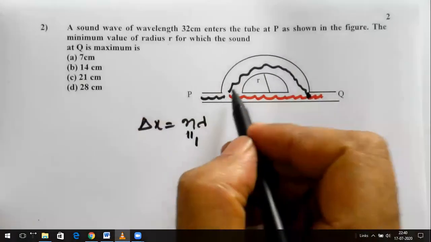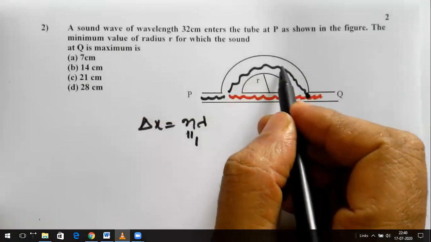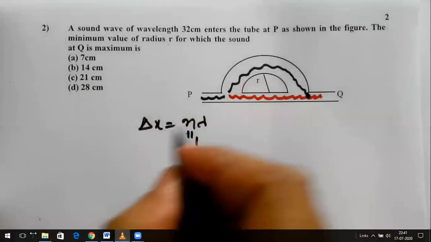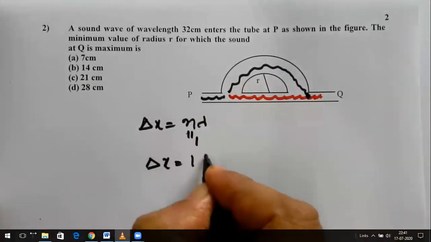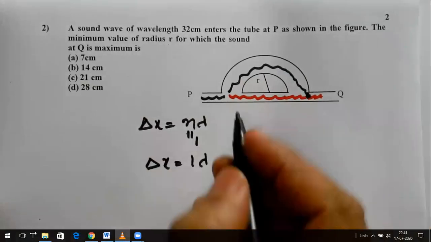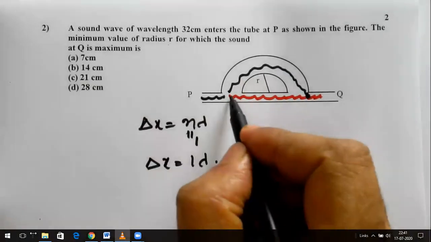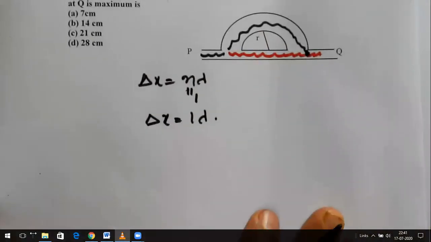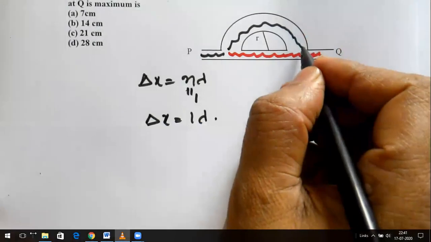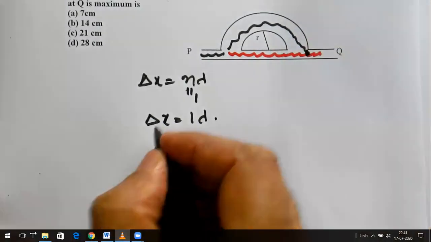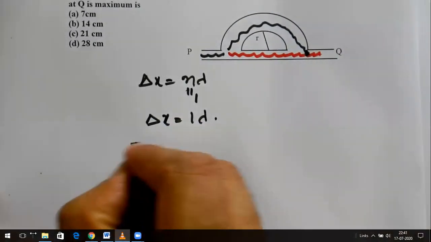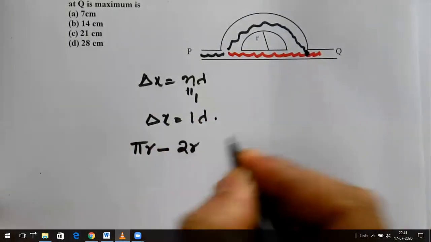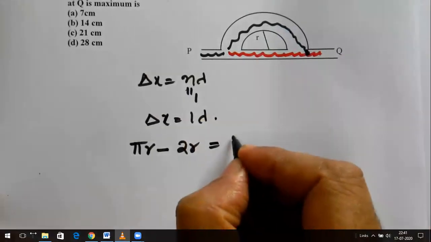So let us assume that the wave which has moved in the semicircular path has traveled more, and that extra distance is 1 lambda. So path difference delta x should be equal to 1 lambda, and path difference can be written as this path length minus this path length. This path length is the whole circumference by 2, so 2 pi r by 2, that is pi r, minus this one, the diameter 2r, twice the radius. That must be equal to 1 lambda.